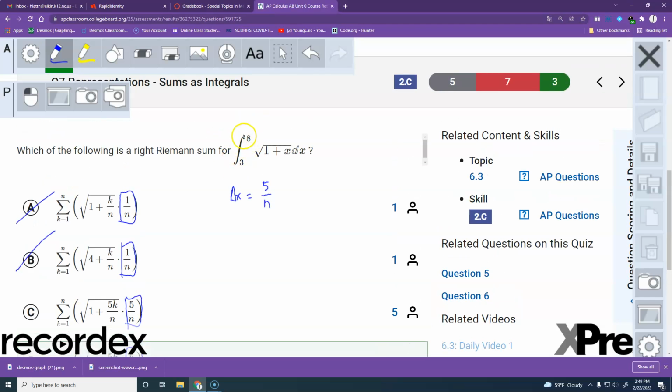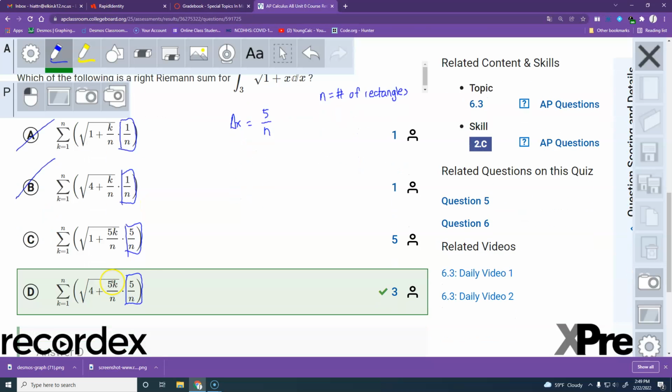So, remember for these that n is the number of rectangles. If we have a length of 5 and we're splitting it into n rectangles, we would just do 5 divided by n. So it's not going to be A or B because they would only have a width of 1 there.